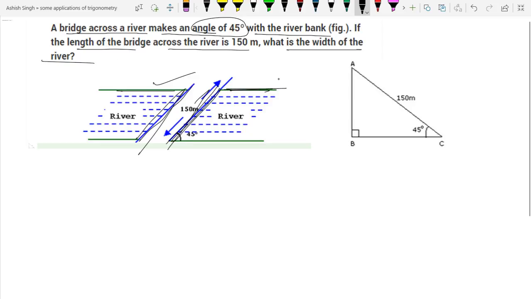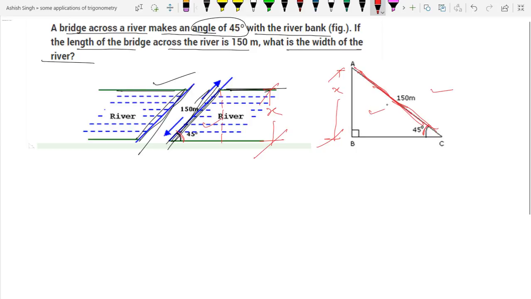The width of the river is this. If I mark it with the red pen, the width of the river is this, X. This is the width of the river, and this is the length of the breeze, that is 150 meter. So you can see that the angle is even given to you. This angle has been given to you. Better to say that I can draw it in this way. I have represented this diagram here.